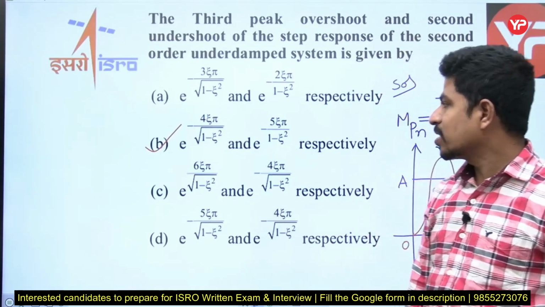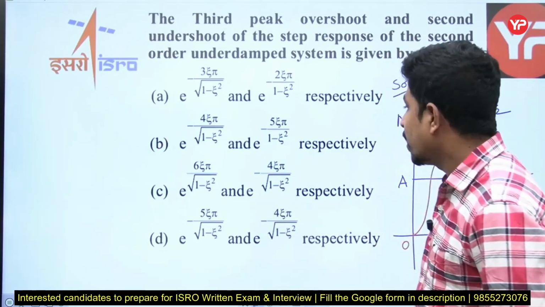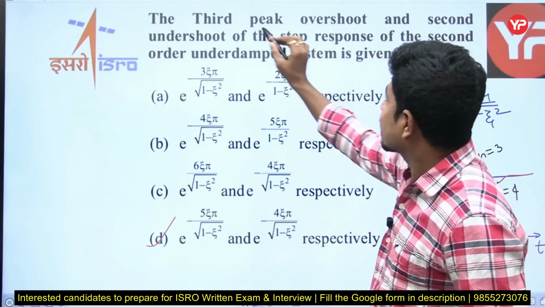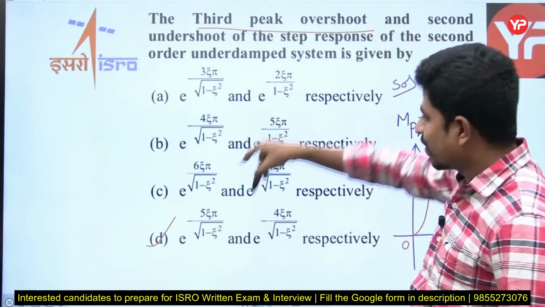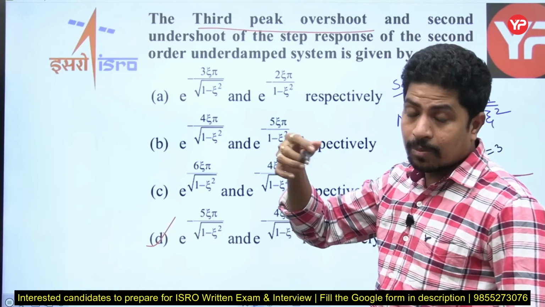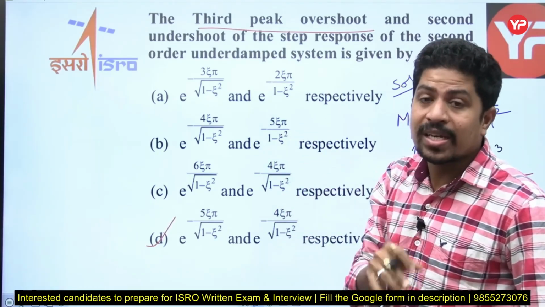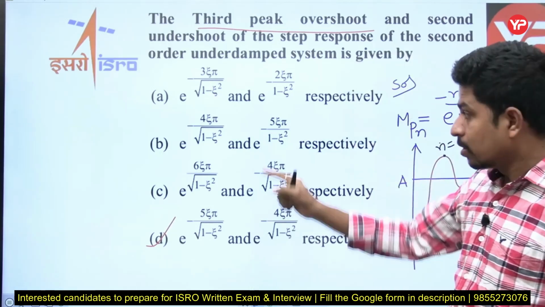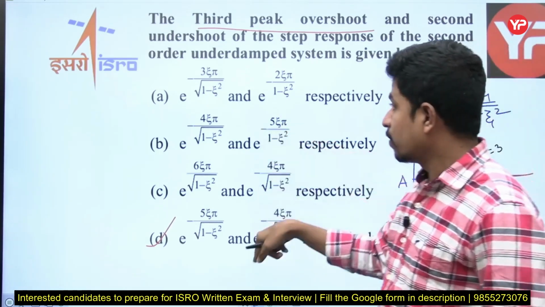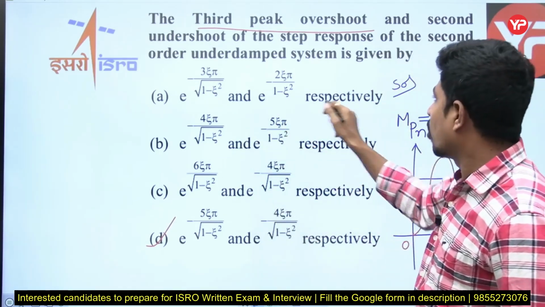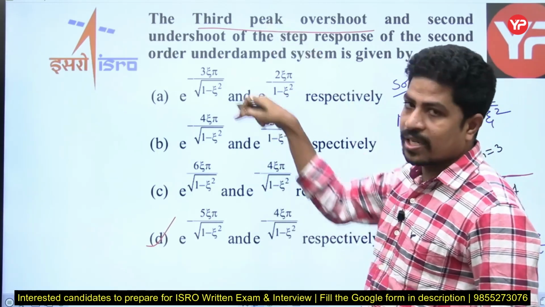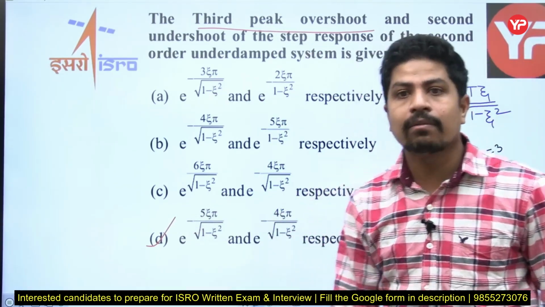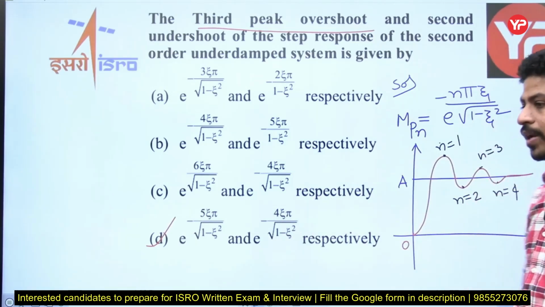But no, here D is the answer, D for Delhi. Why? He is asking third peak overshoot first. Third peak overshoot is for n equal to 5. Second undershoot is n equal to 4. Option is D for Delhi. So there is a possibility of this kind of confusion. He is asking respectively. In the options, respectively means first one is first one, second one is second one. First one is asking third peak overshoot where n is equal to 5, right?